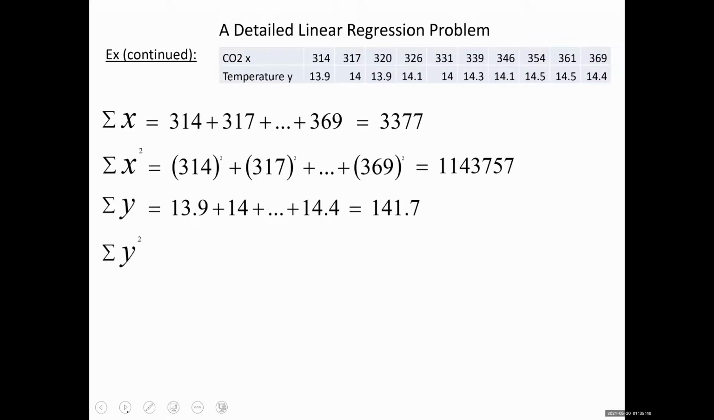Then you're going to find sum of y squared. Again, what that means is you're going to square each of the y coordinates, so all the way up to this one, and add them up. So you can do 13.9 squared plus 14 squared all the way up to 14.4 squared. Add them up, you get that.